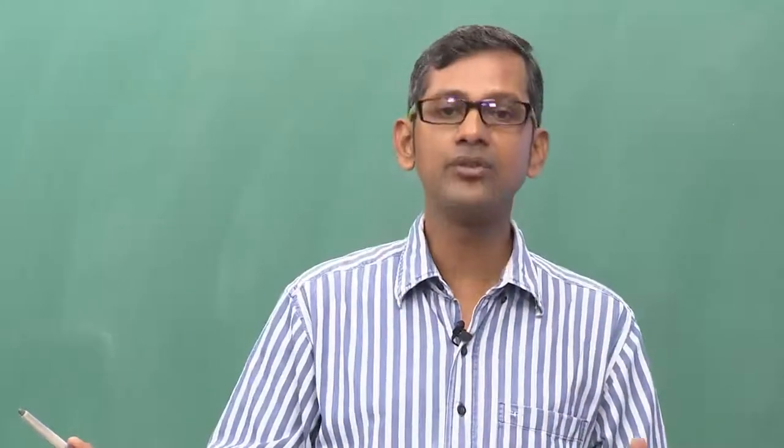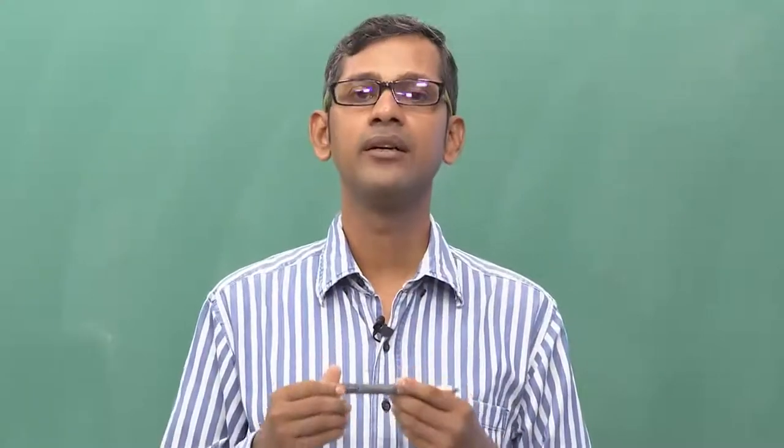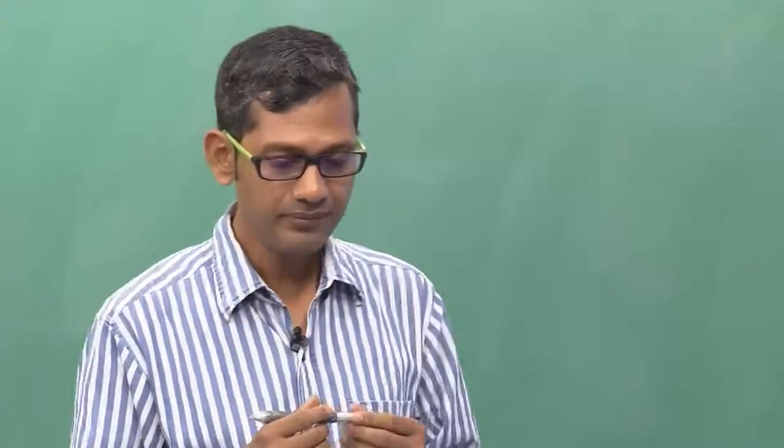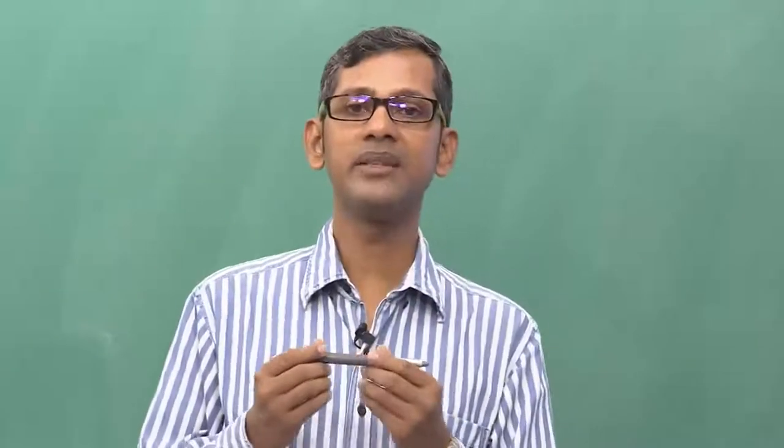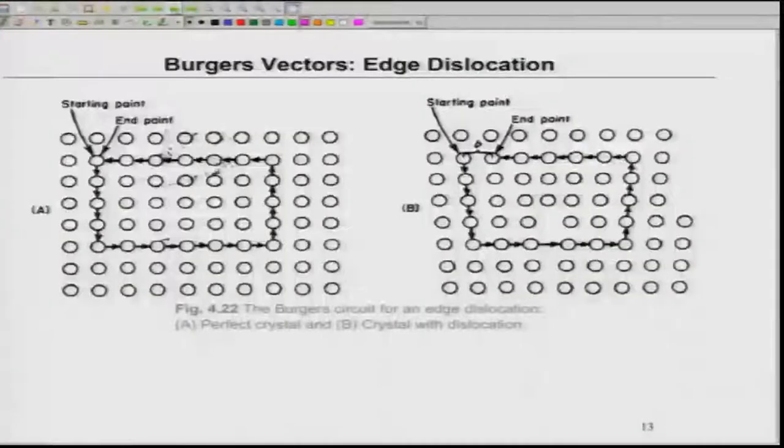And the displacement of a dislocation is characterized by what is known as a Burgers vector. You know, the Burgers vector is basically well defined, you all should know that. This is nothing but, if I draw a Burgers circuit, the failure of closure of the Burgers circuit is what is known as a Burgers vector. Okay, that's what is shown here.